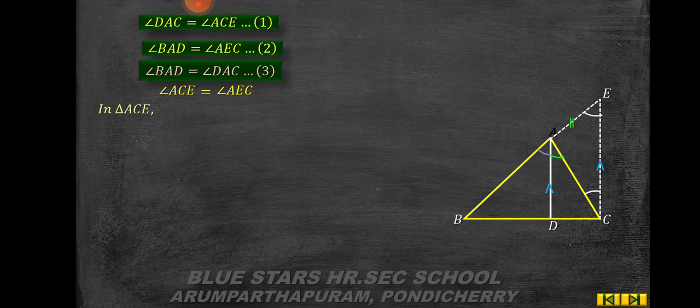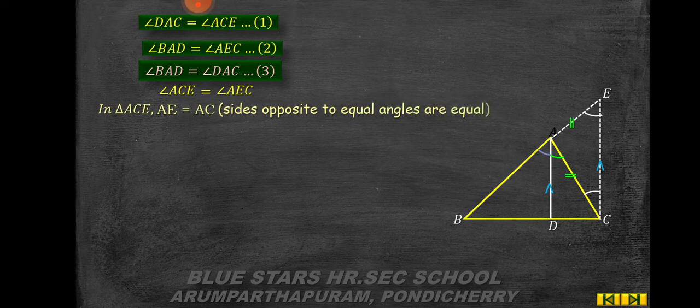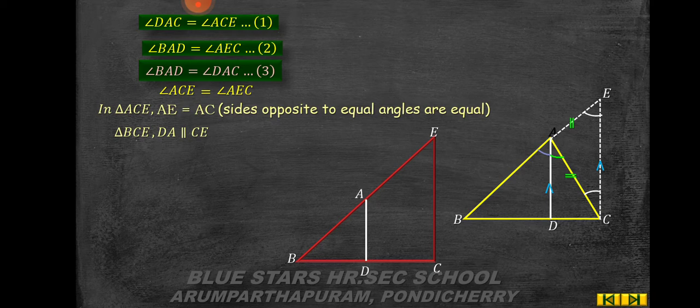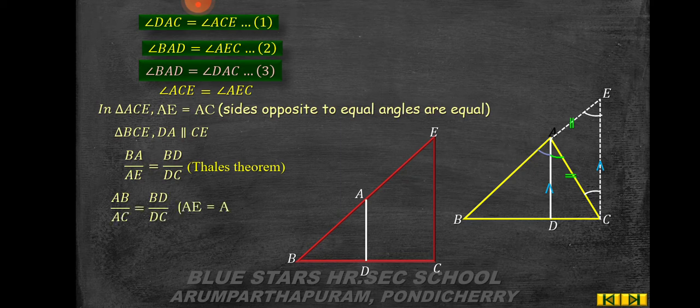In triangle ACE, AE is equal to AC, because sides opposite to equal angles are equal. In triangle BCE, DA is parallel to CE. Therefore, BA by AE is equal to BD by DC by using Thales theorem. So, AB by AC is equal to BD by DC.